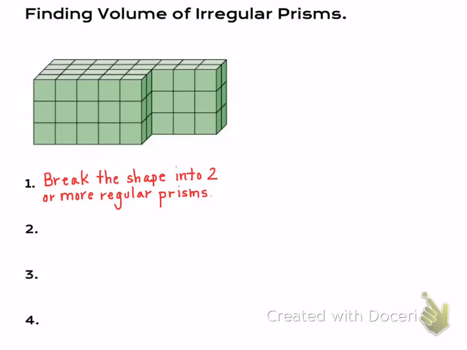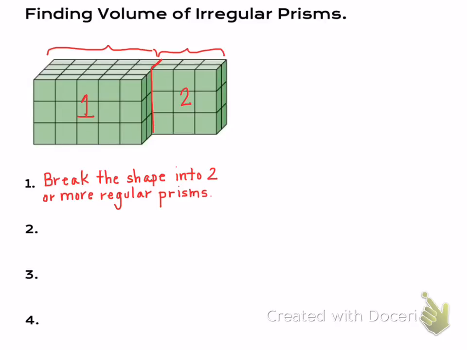All right, so when I look at this shape, I feel like the easiest place to break it is if I take this right here off. So then what I'm looking at is this shape right here and this regular prism right there. And it works out nicely because I can find the volume of the 2 separate shapes then. We're going to call this one shape number 1 and this one shape number 2.